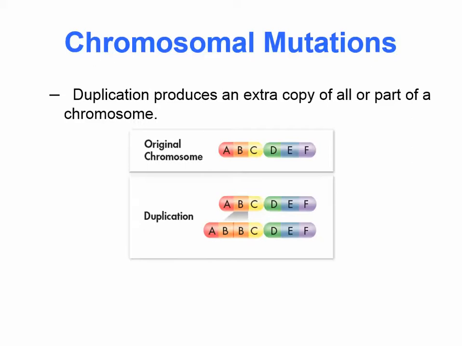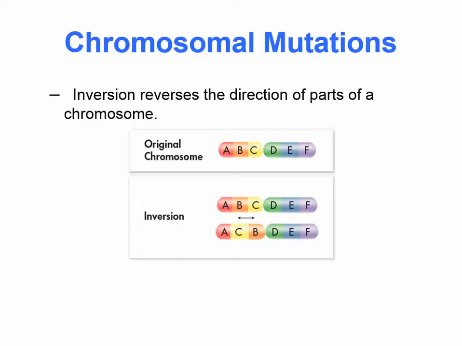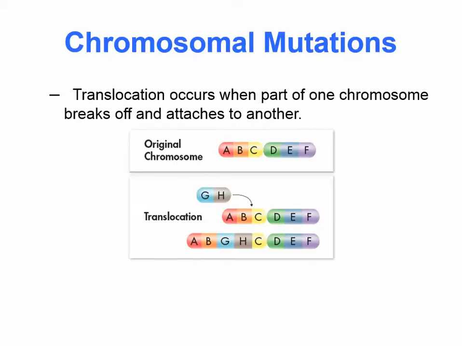In a duplication chromosomal mutation, usually the resulting chromosome is larger, and you have an area where it's repeated, so it was duplicated. In an inversion, the genes are not in the correct order. So here, instead of A, B, C, D, E, F, now we have A, C, B, D, E, F. And what you're going to need to be able to do is look at the original and then look at the mutated chromosome and say what type of mutation has occurred.